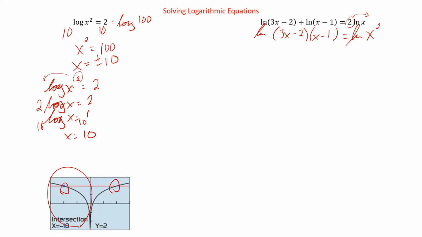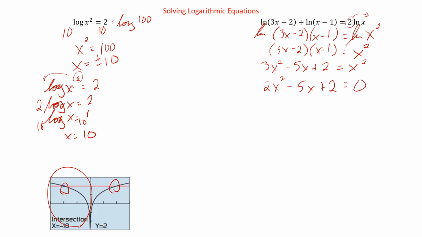So now we have a natural log of something equals natural log of something. That means that 3x minus 2 times x minus 1 has to equal x squared. We can multiply this stuff out. So we have 3x squared minus 3x minus 2x plus 2 equals x squared. Subtract that x squared over. So we get 2x squared minus 5x plus 2 equals 0.